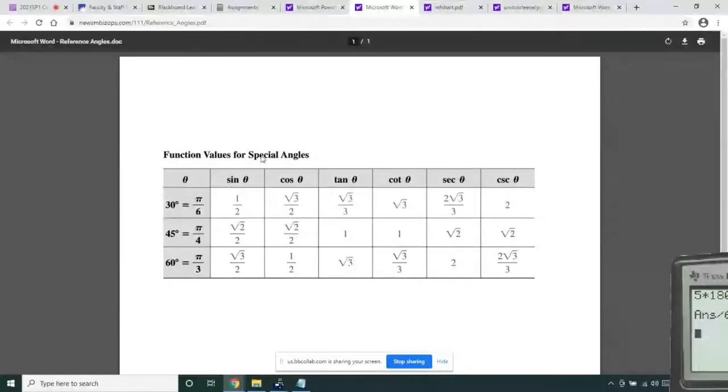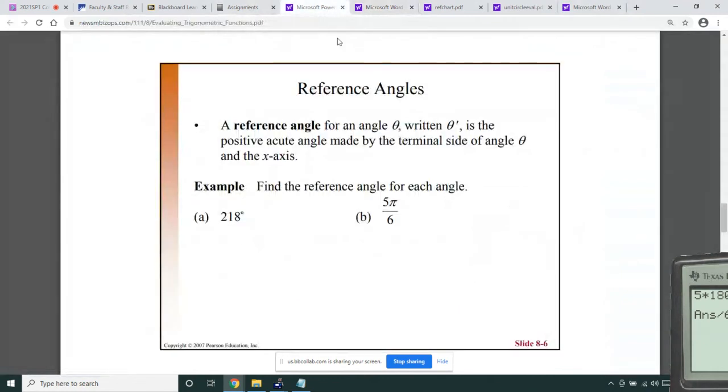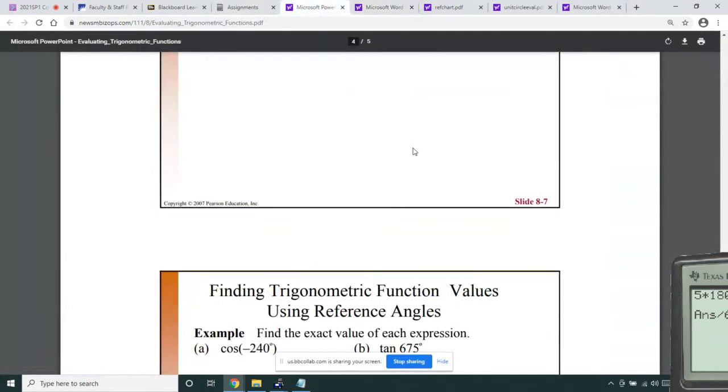Now here's the last thing we're going to do for today. We're going to tie all of this together. We're going to tie in the reference angle chart. I'm going to go back to our shared screen for a second. We're going to tie in this reference angle chart, and we're going to tie in this function of special values. We use these things in relation to find the values for trig functions.